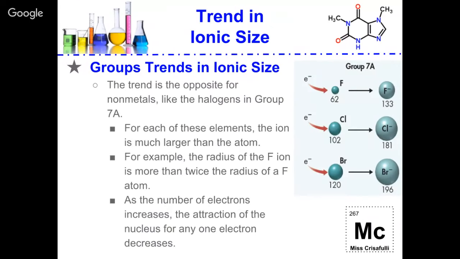Now let's talk about it for nonmetals. Nonmetals are opposite. Remember, their size when they become an ion increases. This happens because as the number of electrons increases, the attraction of the nucleus for any one electron is going to decrease. Also, you're adding more electrons into the same highest ring around the nucleus. They're going to want to spread out because of that electron-electron repulsion, which is going to force the ion to gain in size.